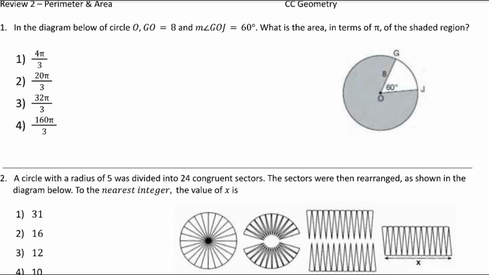In the diagram below of circle O, segment GO is 8 units long. The measure of angle GOJ, right there, that central angle, is 60 degrees. What is the area, in terms of pi, of the shaded region?